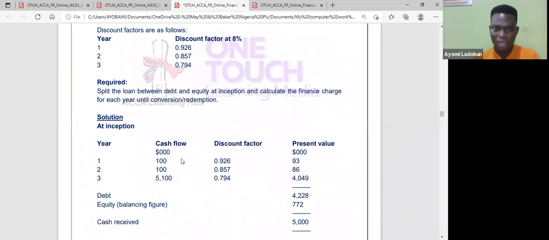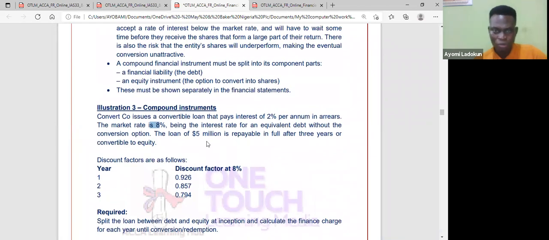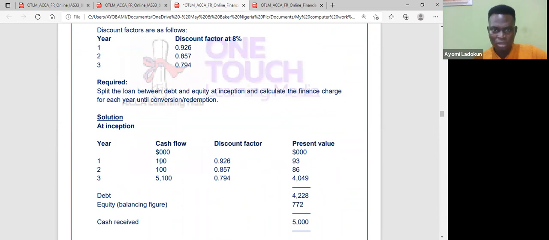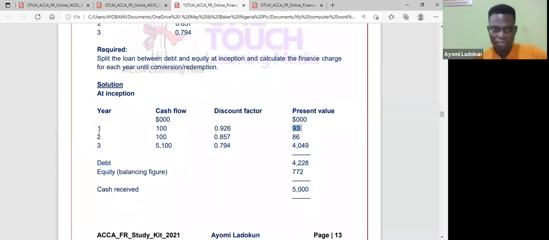Now, how will it look? What are the cash flows in this question? The loan is 5 million, and 2% per annum. That's my cash flow: 2% of 5 million gives me 100. Then I've already been given a discount factor of 8%. So if I discount to present value initially, I bring on the 100 again. The cash flow is 100.